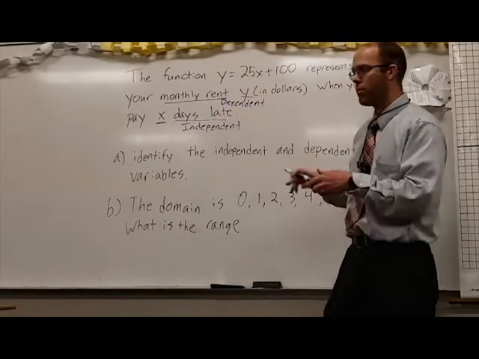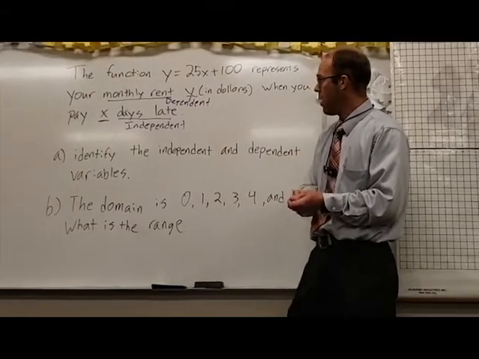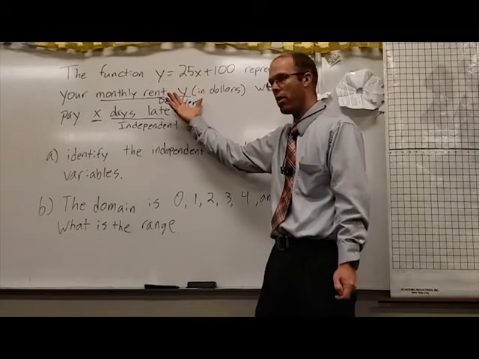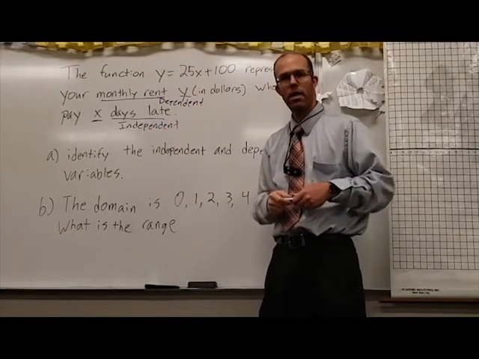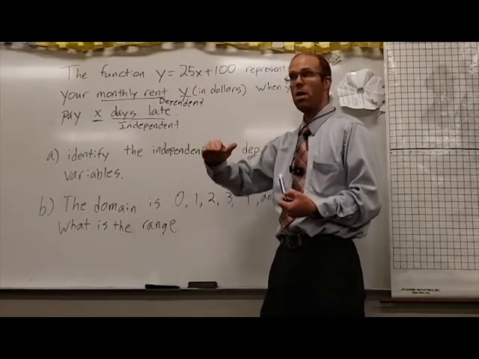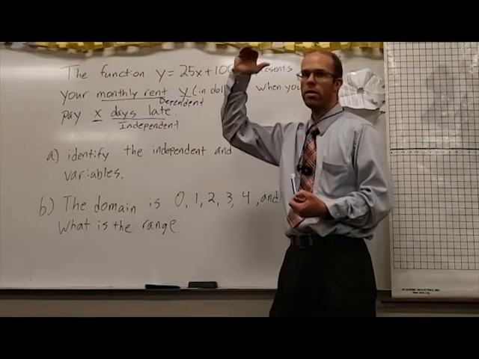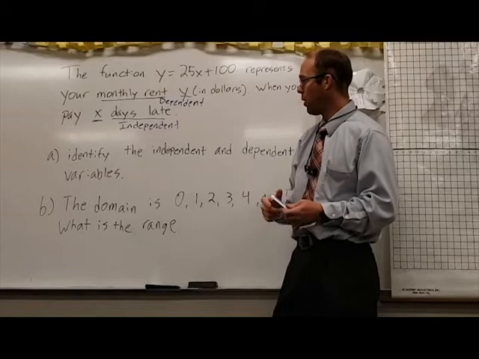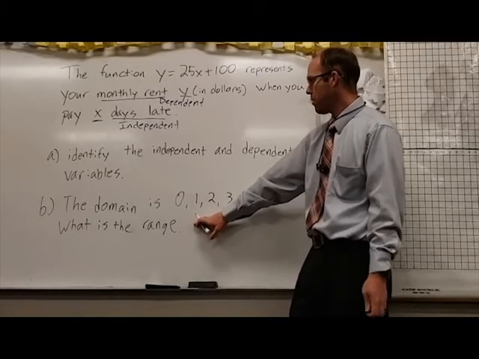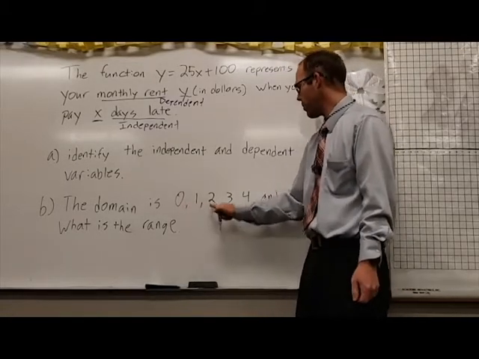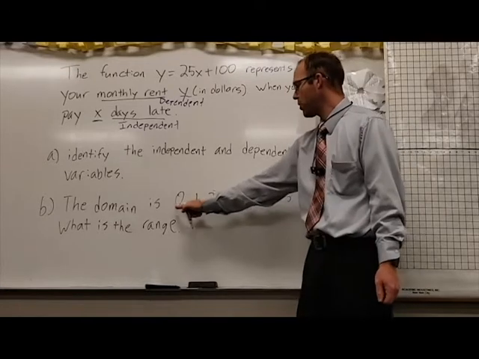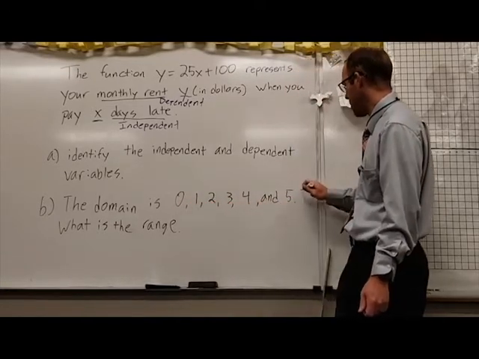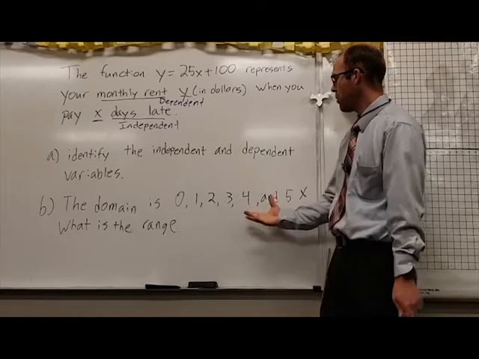Now let's stop and read this and see if it makes sense. Our monthly rent is our dependent variable, so our monthly rent depends on how many days late we pay it. That makes sense, because if we pay more days late, our rent is going to go up. If we are on time or fewer days late, our rent will be lower. The next question is about domain and range. Our domain is 0, 1, 2, 3, 4, and 5. So 0, 1 day, 2 days, 3 days, 4 days, 5 days late. And remember, this is our x values with our domain.